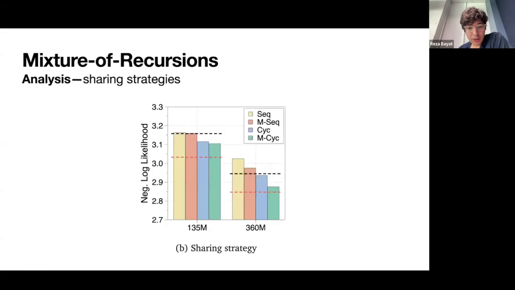Okay, I will go over some analysis. This is our ablation on different types of cycling parameter sharing strategies. As I mentioned, the middle cycle, the green one, is outperforming other types of sharing mechanisms. So we picked this one for the rest of our experiments.